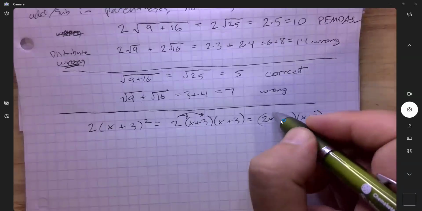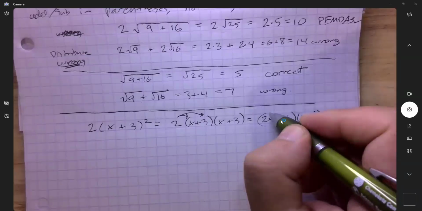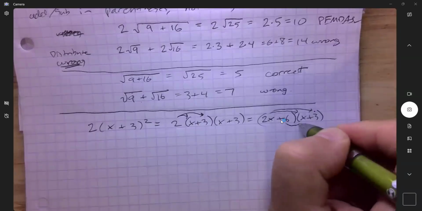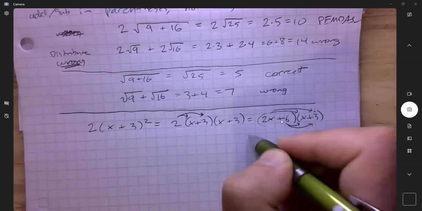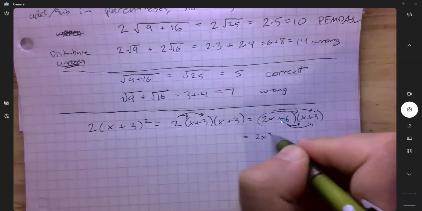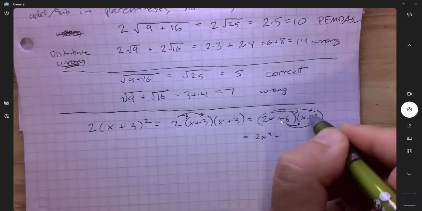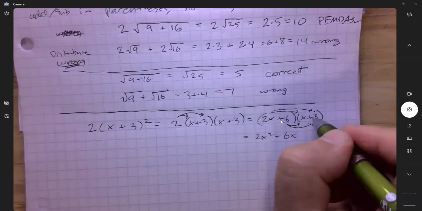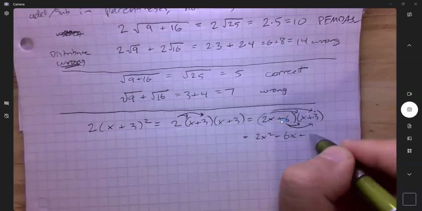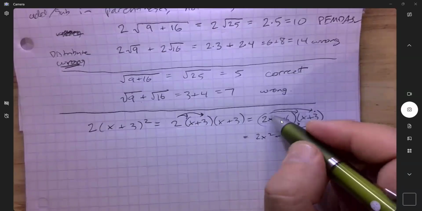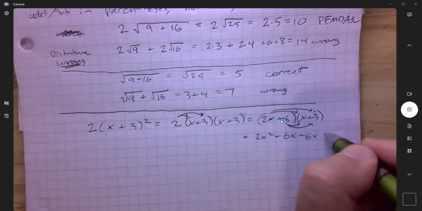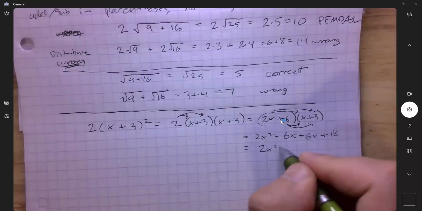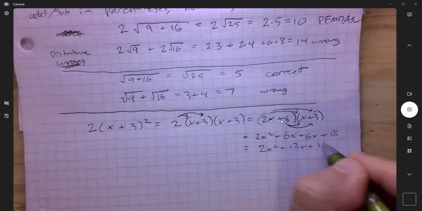So don't worry too much about your first look at this, but I'm going to distribute that 2x to both of these, and then I'm going to distribute that 6 to both of these. And I'm going to get 2x squared plus 6, plus 6x, 2x times 3, plus another 6x plus an 18. And now I can combine like terms and I get 2x squared plus 12x plus 18.